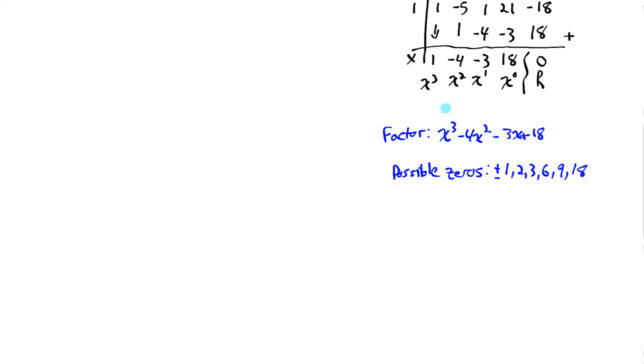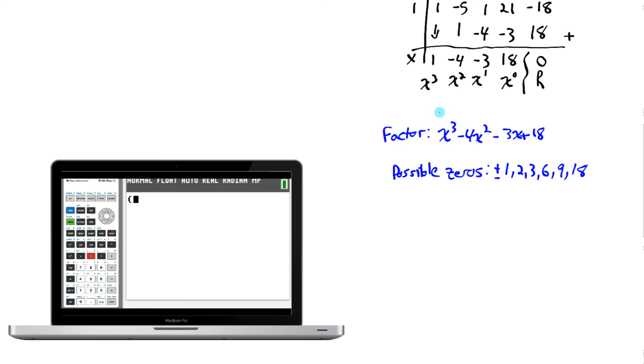1 doesn't work, 2 doesn't work. How about negative 2? If I plug negative 2 into this, I would get negative 8 minus 4 times 4, so minus 16. Minus 3 times negative 2, so that's plus 6, plus 18. Hey, I think this works. Negative 8 minus 16 is negative 24.